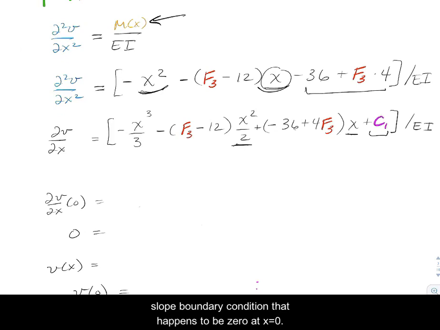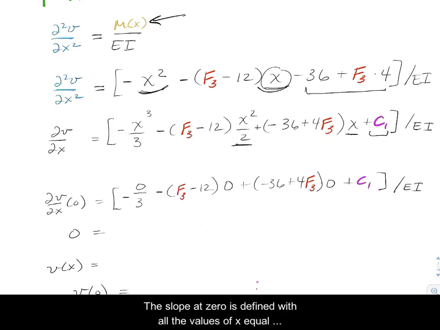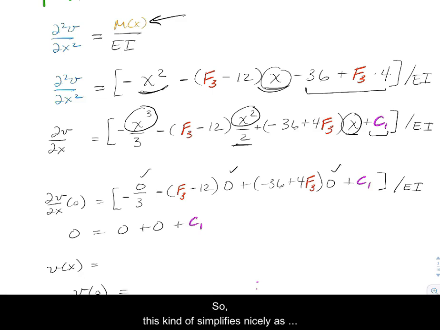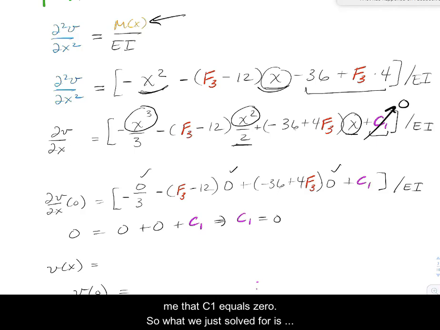And so I know that the slope at 0 is defined with all the values of x equal to 0. And that then shows up right there in our equation. So this kind of simplifies nicely. I end up with a bunch of zeros plus c1 equals 0, which tells me that c1 equals 0. So what we've just solved for is right back here. We've just solved that c1 equals 0.